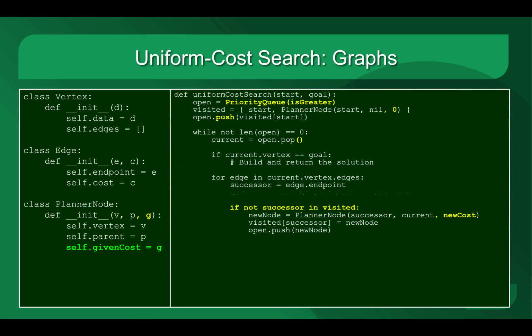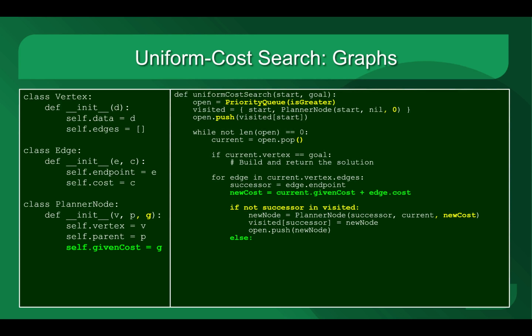The calculation of the new cost is based on two things. What is the cost to get to the parent, and what is the cost to get from the parent to this new location? We take the cost to get to the parent, that is, current's given cost, and we add the cost of this edge, the path that we're going to travel along from the current to the new node, and together they give us the new given cost of this particular location. If we've never been here, just as in a regular breadth-first search, we go ahead and add the new node.